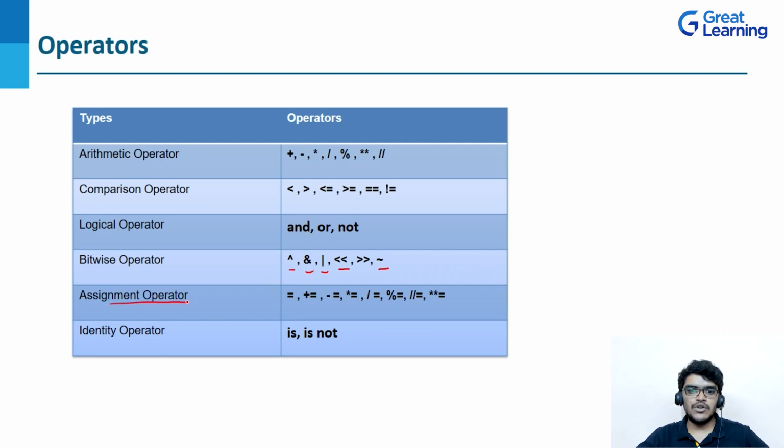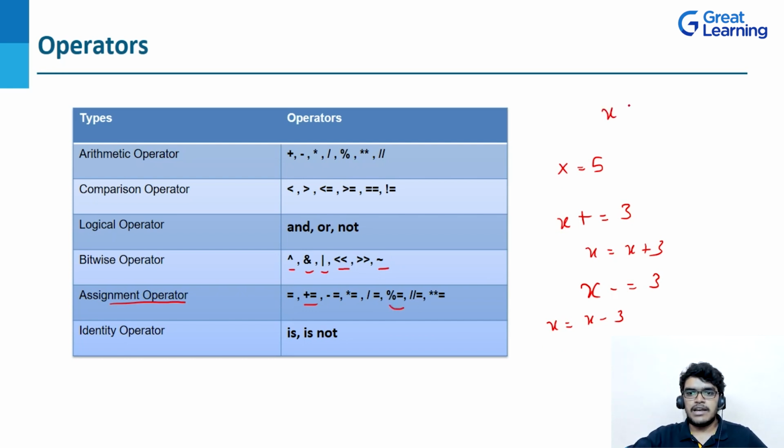Now coming to the assignment operator, basically here we are assigning the value. If I'm writing x is equal to 5, that means I'm assigning 5 to x. If you see here, I'm writing here plus is equal to. So what does it mean? If I'm writing, let's suppose x plus is equal to 3, that means x is equal to x plus 3. Similarly, if I'm writing x minus is equal to 3, it means x is equal to x minus 3. Similarly, let's take an example of this modulus equal to. If I'm writing here x modulus is equal to 3, then it will be equal to x is equal to x modulus of 3, right?